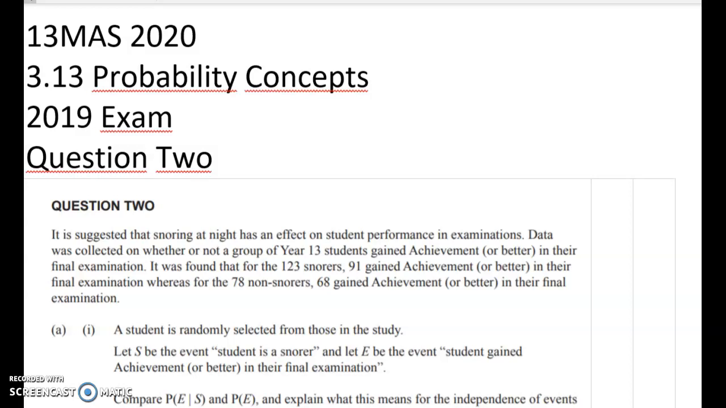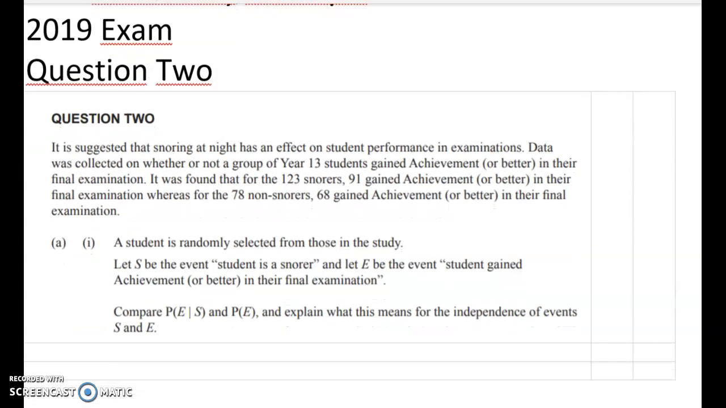It's all about students snoring and how that affects their performance in exams. I've got to say, pretty boring context, but there you go. So let's read through it first and see what we're asked to figure out, and think about whether we're going to use a tree or a table or a Venn diagram.